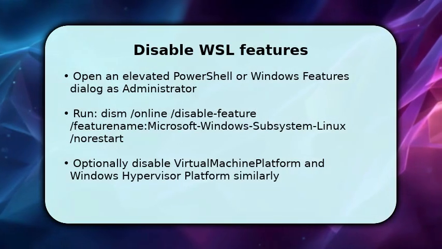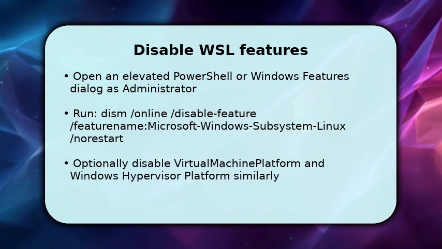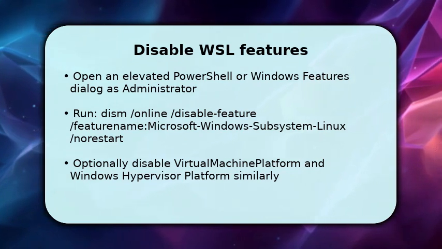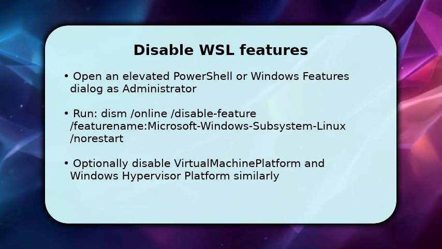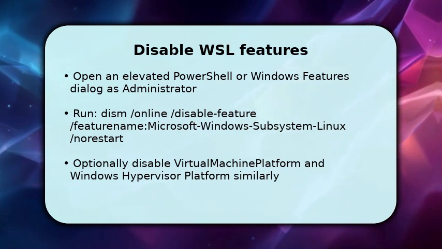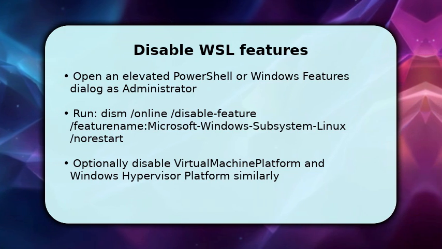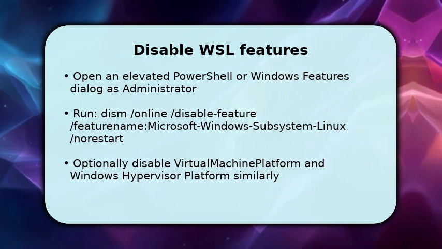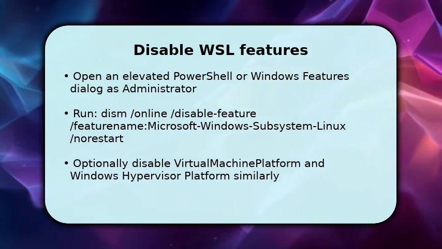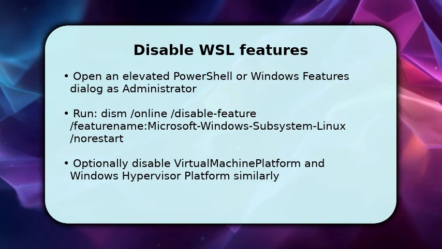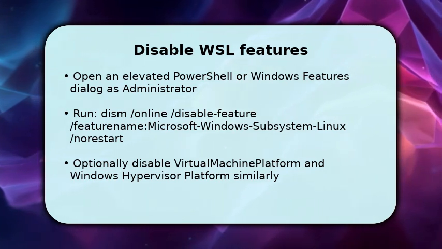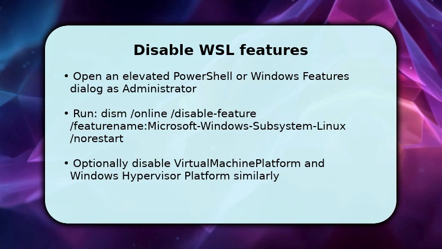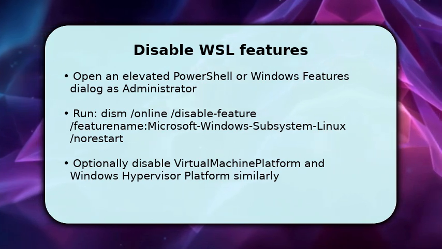Once distros are gone, you disable the subsystem features themselves. Open an elevated PowerShell or use Turn Windows features on or off. Then run DISM or PowerShell commands to disable Microsoft-Windows-Subsystem-Linux. For example, use dism /online /disable-feature /featurename:Microsoft-Windows-Subsystem-Linux /norestart.